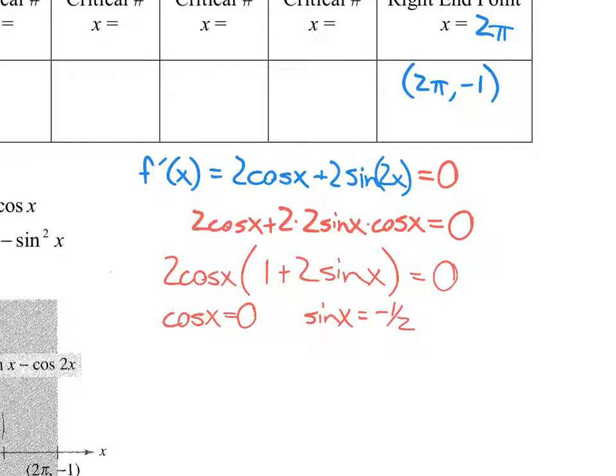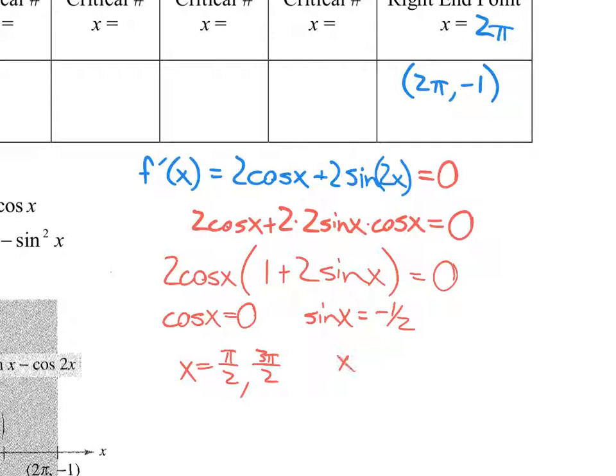All right, so where does the cosine equal 0? Cosine of 0 is 1. The cosine equals 0 at pi over 2 or 3 pi over 2. At pi over 2 and 3 pi over 2. There we go.